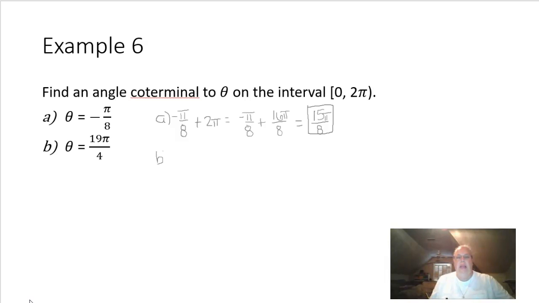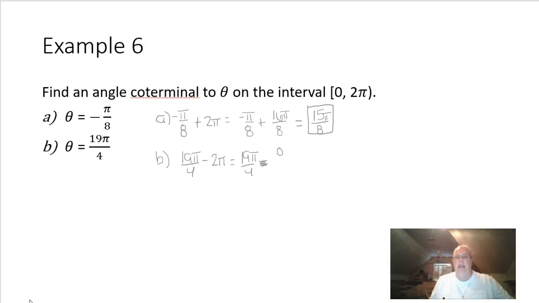Alright, for part B, we have the angle 19 pi divided by 4. This angle is actually more than 2 pi. So what I'm going to do is subtract 2 pi, and I'll continue subtracting 2 pi until I end up with an angle that's between 0 and 2 pi. Alright, so you have 19 pi over 4. I'm getting a common denominator. Oops, that should be a minus.